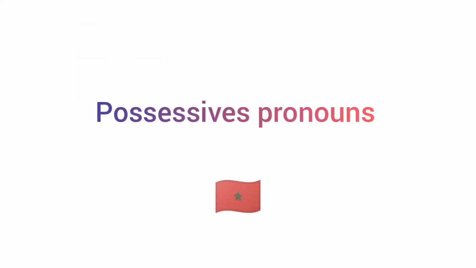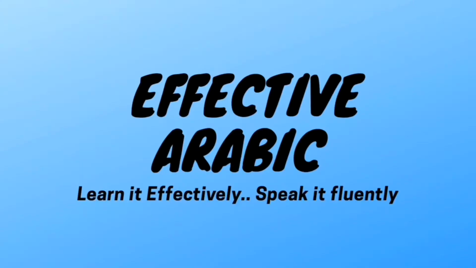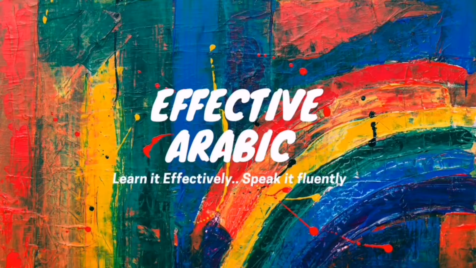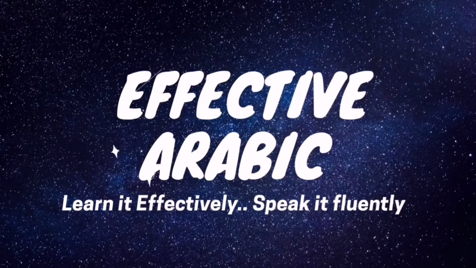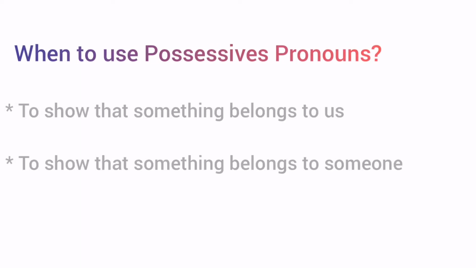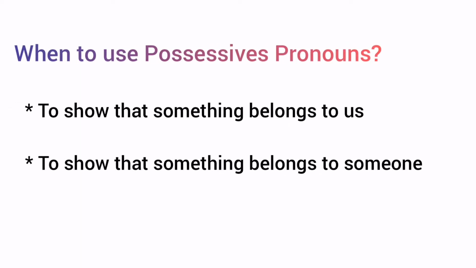Today we are gonna learn about possessive pronouns in Moroccan Arabic. Let's go! We use possessive pronouns to show that something belongs to us or is owned by us or by somebody else. Let's see an example.